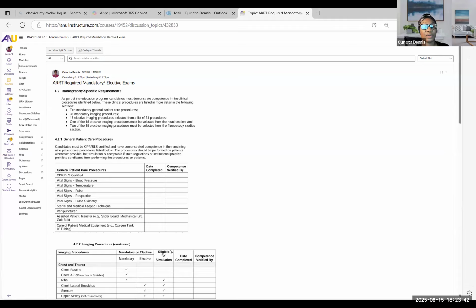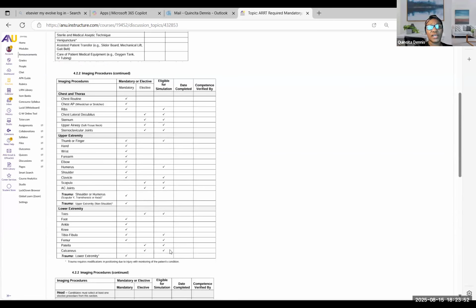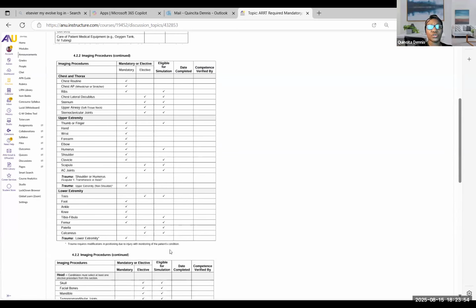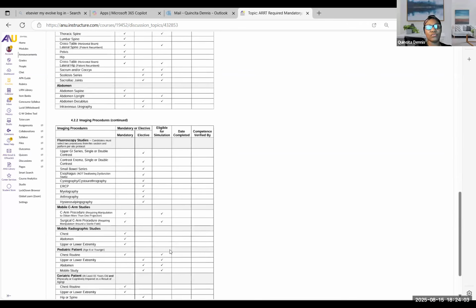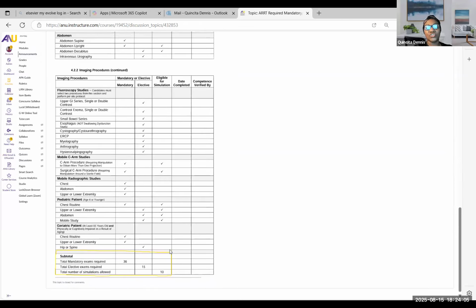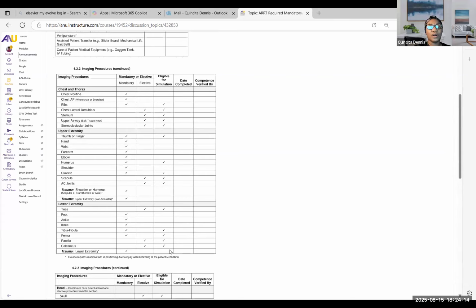All right, you can have some simulations. And then two must come from our fluoro studies. All right, so going back to the overall sheet, as you can see, those imaging procedures are broken down into chest and thorax, upper extremity, lower extremity, head, spine and pelvis, and abdomen. And then we have fluoro, mobile, peds, and geriatric. So kind of like what your simulator is broken down into, we have the different sections of the body that these fall into.